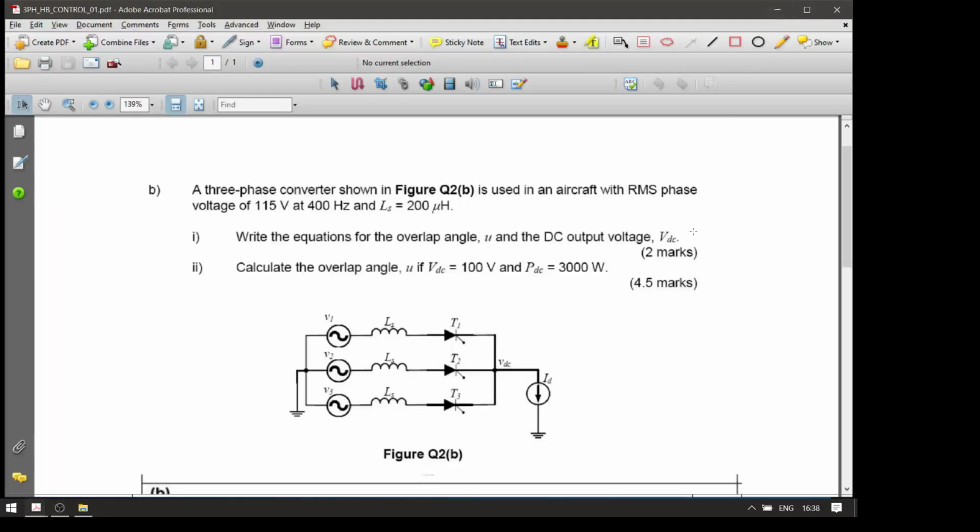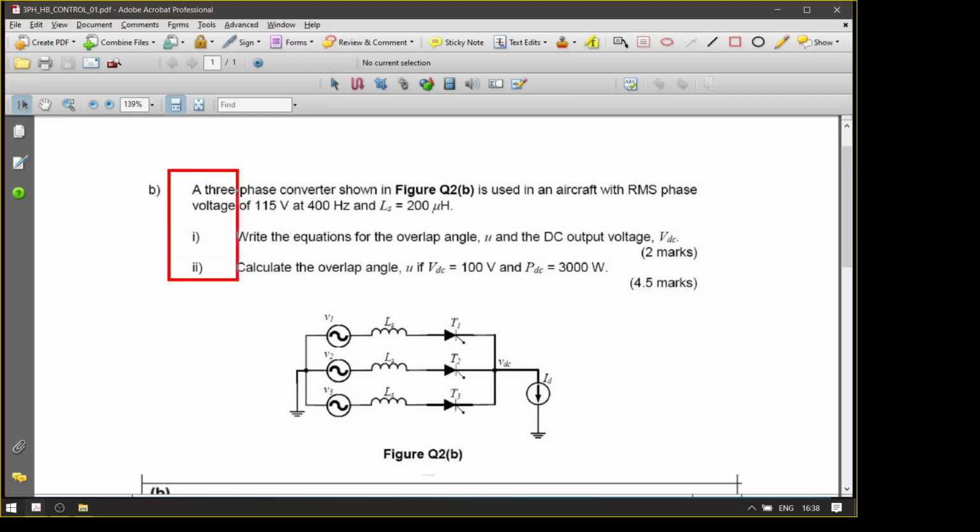Assalamualaikum warahmatullahi wabarakatuh. We're going to continue with the tutorial class whereby we're going to have these three examples, taken from previous final exam questions, and we start with the three-phase controlled rectifier with the configuration of a three-pulse midpoint converter. This is quite a straightforward question actually.